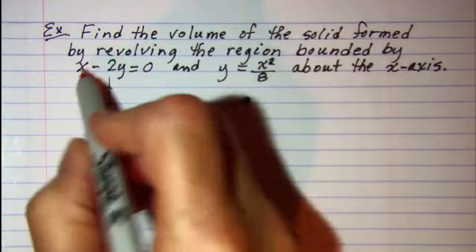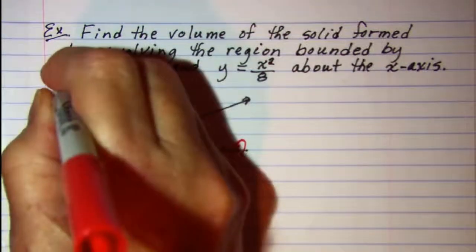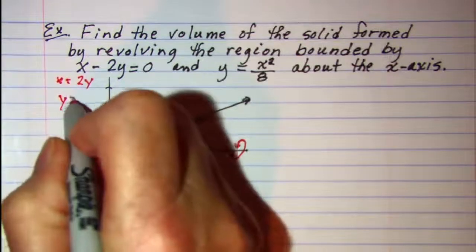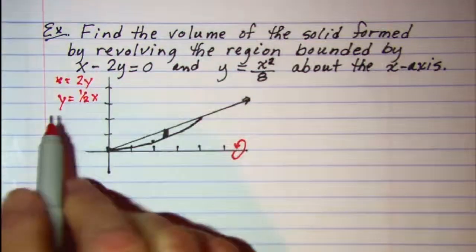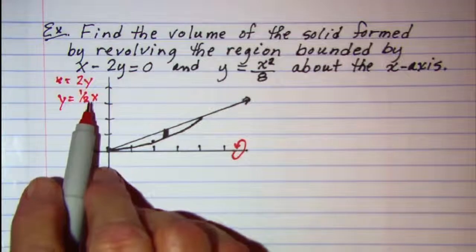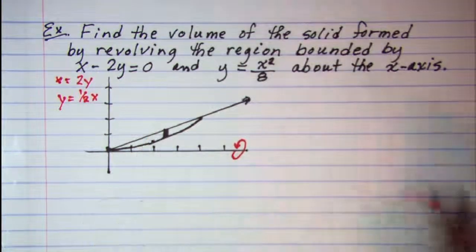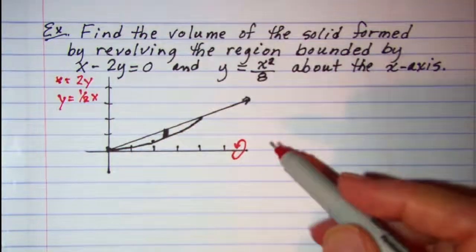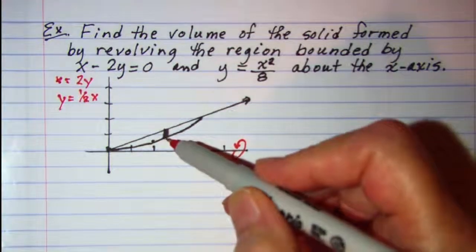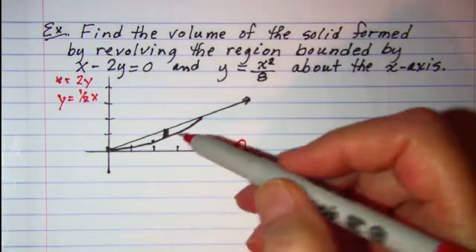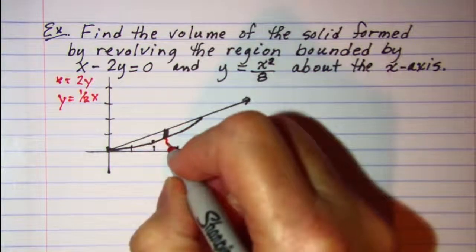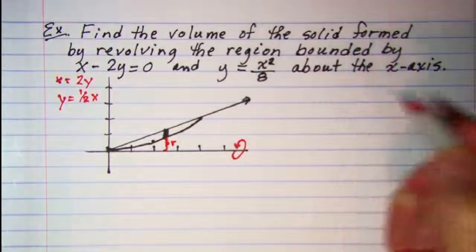This was x equals 2y, and so y equals 1/2 x. So this is a line with a y-intercept of 0 and a slope of 1/2, which means up 1, right 2. So my region that I'm revolving about the x-axis is right here. I've drawn a representative rectangle here. You can see I'm going to need to use the washer method because I have a hole. This would be my little r.